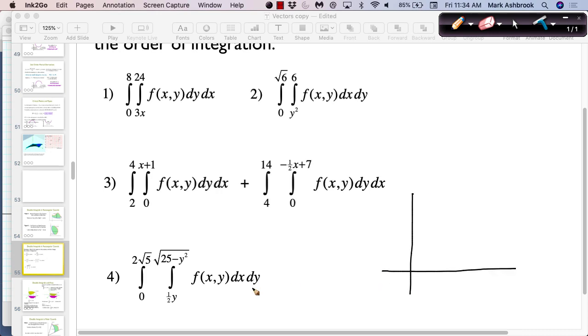So is this type 2 or type 1? The order is left to right, bottom to top. So the left side is x equals 1 half y. That's x equals 1 half y, or y equals 2x. And then the right side is this. Do you recognize what that is? Circle, radius 5, center at the origin, right? So it'd be x squared plus y squared equals 25.